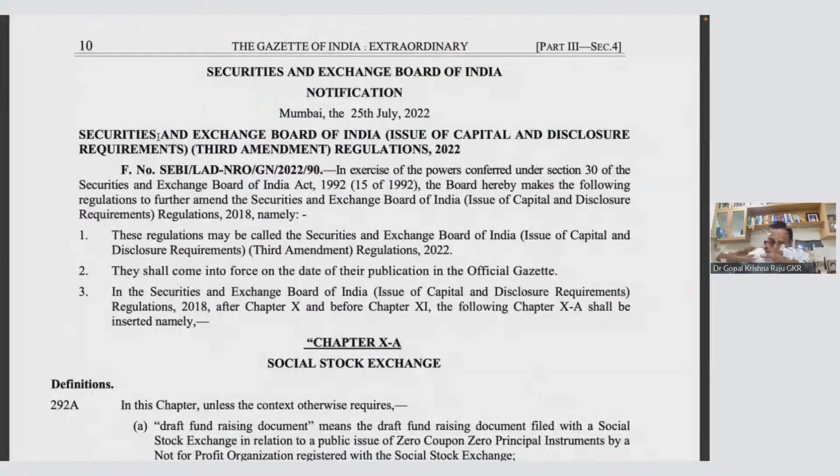So this is a notification which brings the concept of capital markets closer to the charitable institution. So charitable institutions, social organizations, don't worry. Money need not be brought only by donation. It can also be sourced from the stock exchange. And that is why that exchange is called the social stock exchange. It is a subset.